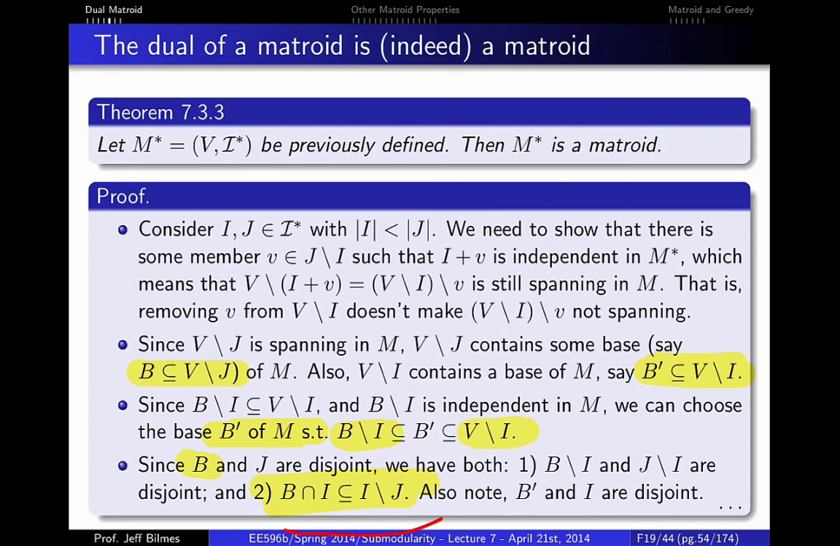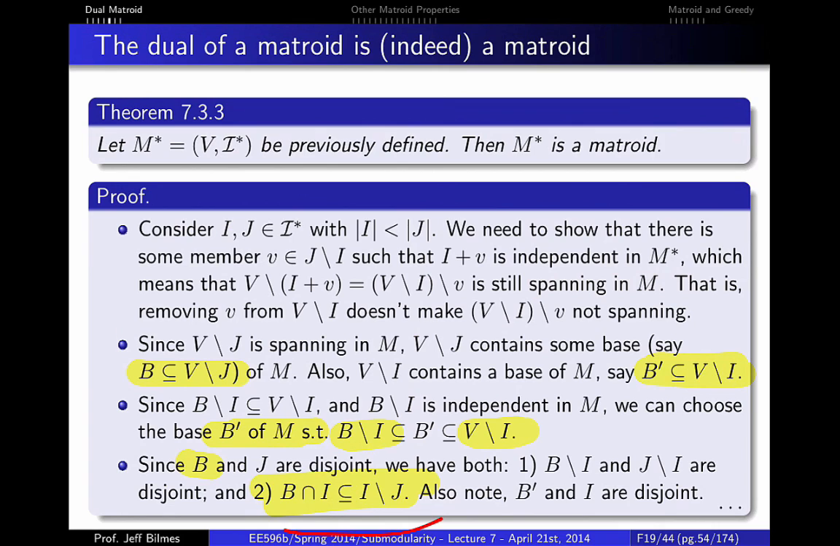We're trying to prove that the dual of the matroid, M star, is a matroid, but we can use that M is already a matroid, and so therefore we can add stuff to the subset of a base, B except for I, and we keep adding stuff as long as B prime is bigger than B except for I, until we've constructed B prime, which is going to be bigger than B except for I and smaller than V except for I.